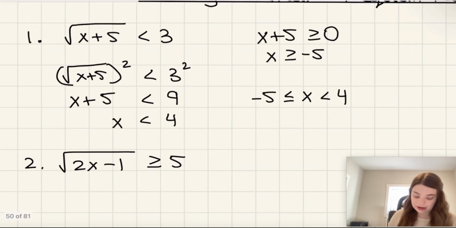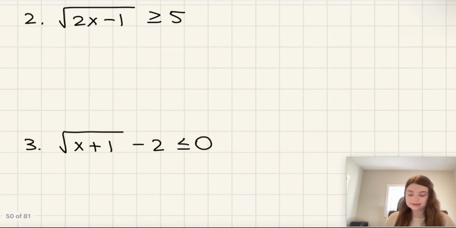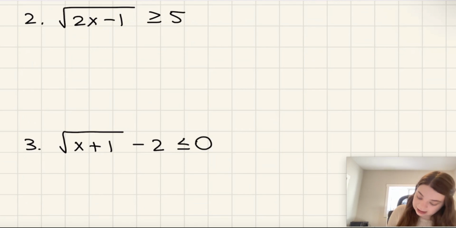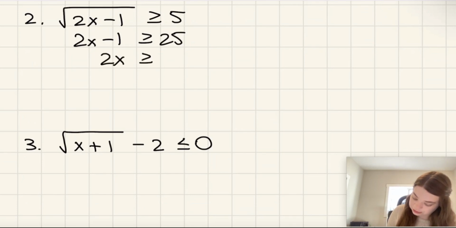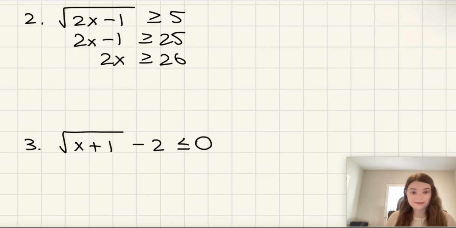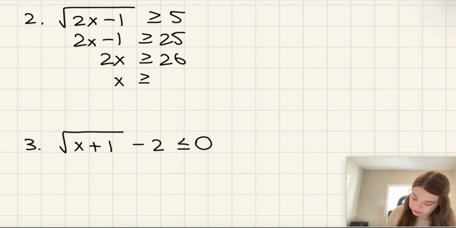All right, let's try another one. Here we have the square root of 2x minus 1 is greater than or equal to 5. Same thing here, I'm going to start by squaring both sides. If I square both sides, I get 2x minus 1 is greater than or equal to 25. Then I'm going to add 1 to both sides to get that 2x must be greater than or equal to 26. Then I'll divide both sides by 2 to get that x is greater than or equal to 13.